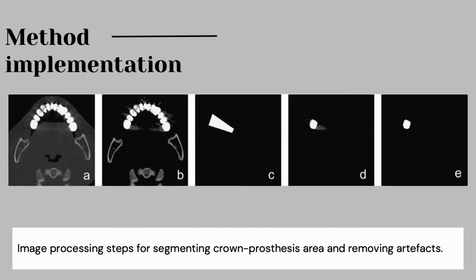In contrast, image processing steps for segmenting the crown prosthesis area and removing artifacts. In picture A, an initial axial CT image of the mandible at crown prosthesis level. B, thresholding for background soft tissue removal. C, binary segmentation mask. D, segmented crown with artifacts. And E, high threshold value for artifact removal.